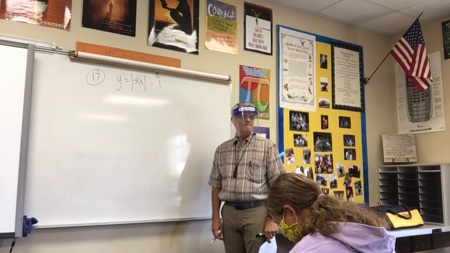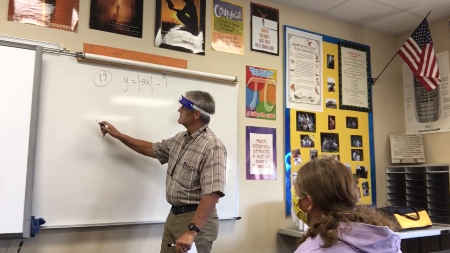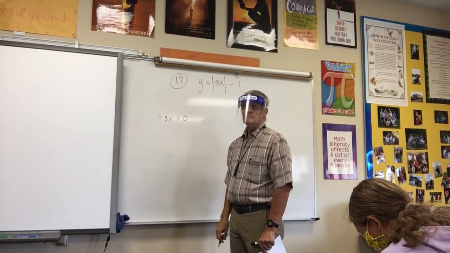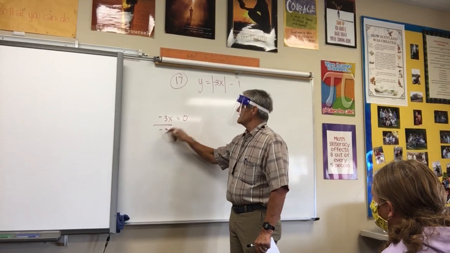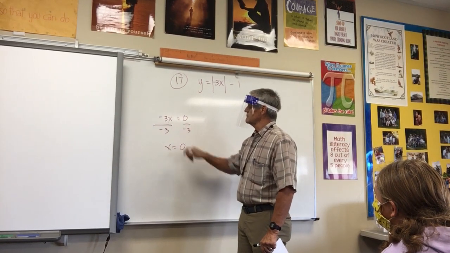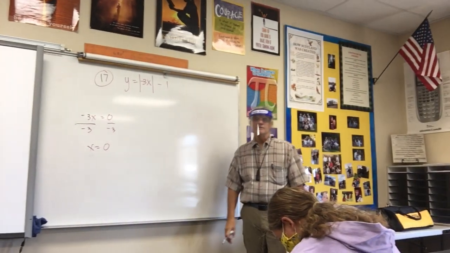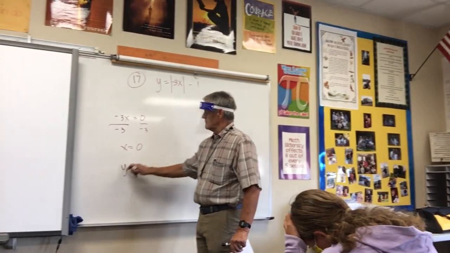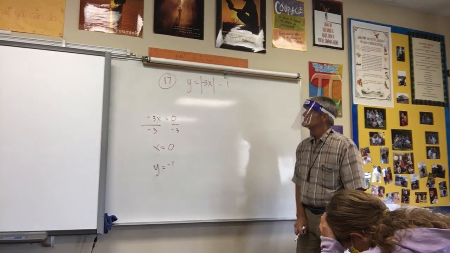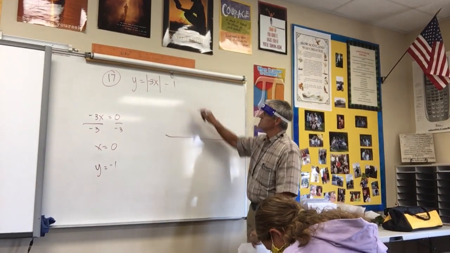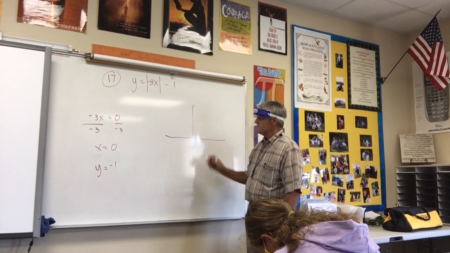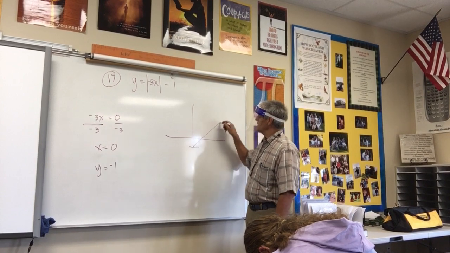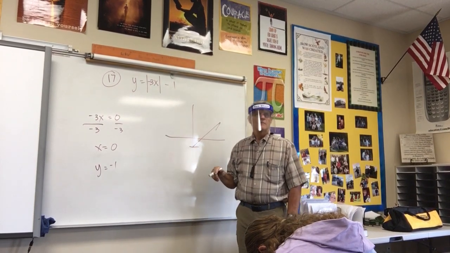Okay. What am I going to do? You're going to switch the negative to the absolute value. It's going to be positive 3. I'm going to go negative 3x equals 0. Divide by negative 3. X equals 0. Negative 0 and positive 0 are the same thing. What's my y coordinate? Minus 1. So x is 0, y is negative 1. Does it go up or down? Up. 45 degrees, because there's no number out here.